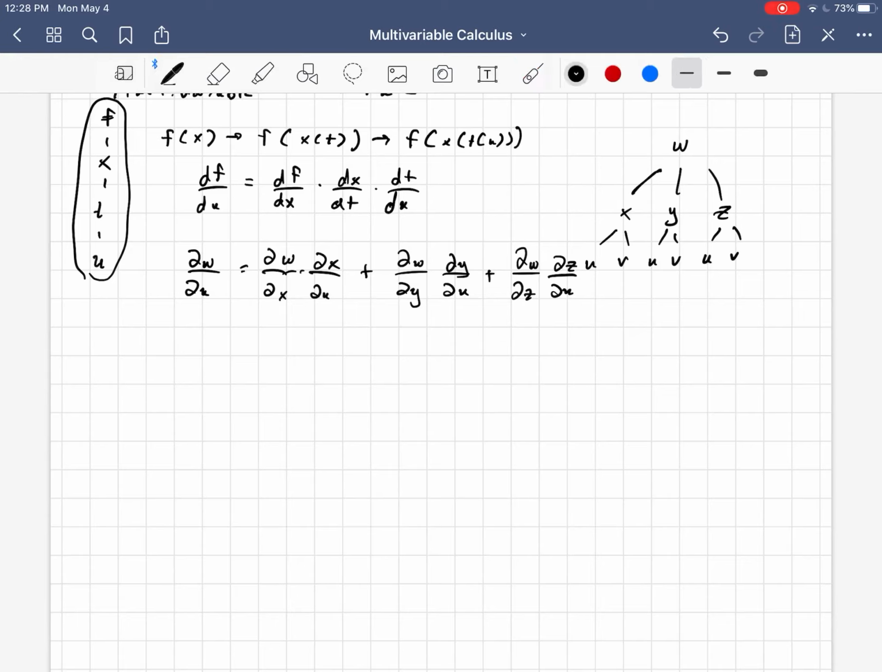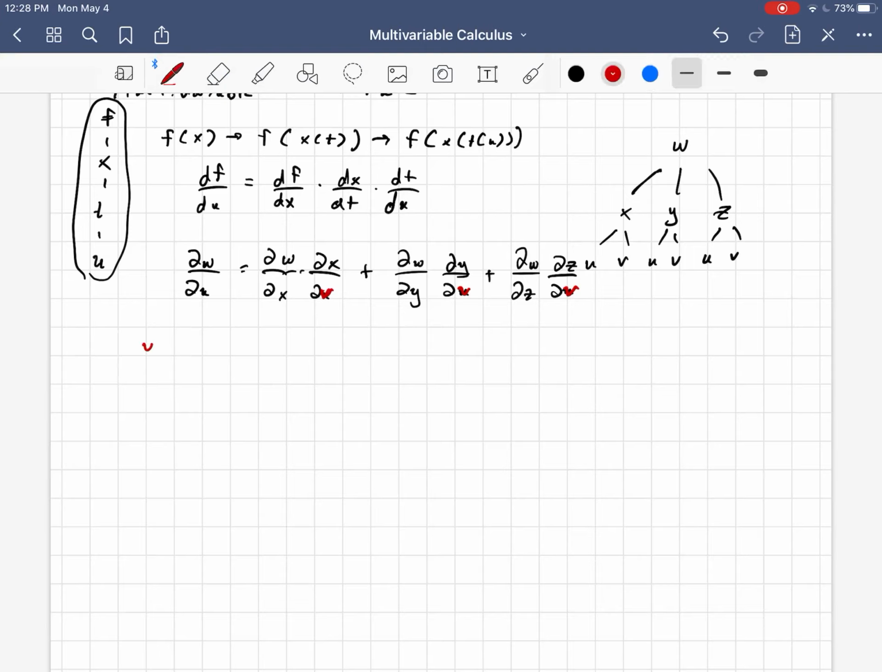As a similar example, if we were to find partial w with respect to v, it would be very much the same. Literally the only difference is that this u would become a v, this u would become a v, and this u would become a v. Everything else is still the same because it's still the same tree diagram.